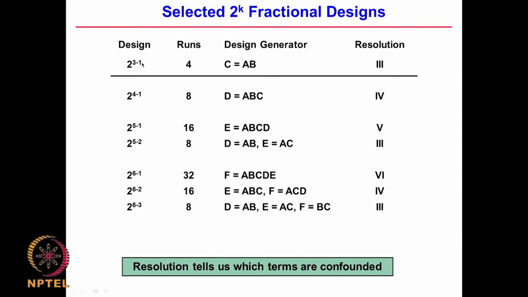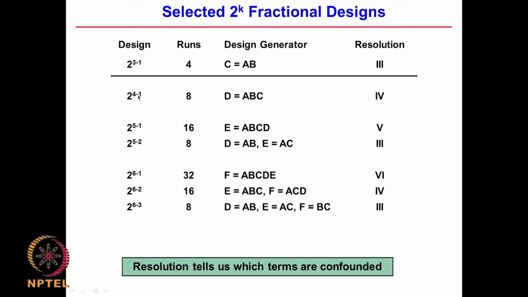So, 2 power 3 minus 1, that is 4 experiments. So, with 4 experiments, we have A, B, and instead of AB you put it as C. So, this is a resolution 3 design, okay. Understand how to get the resolution, which is not liked very much. Now, let us go to the 4 parameter problem A, B, C, D.